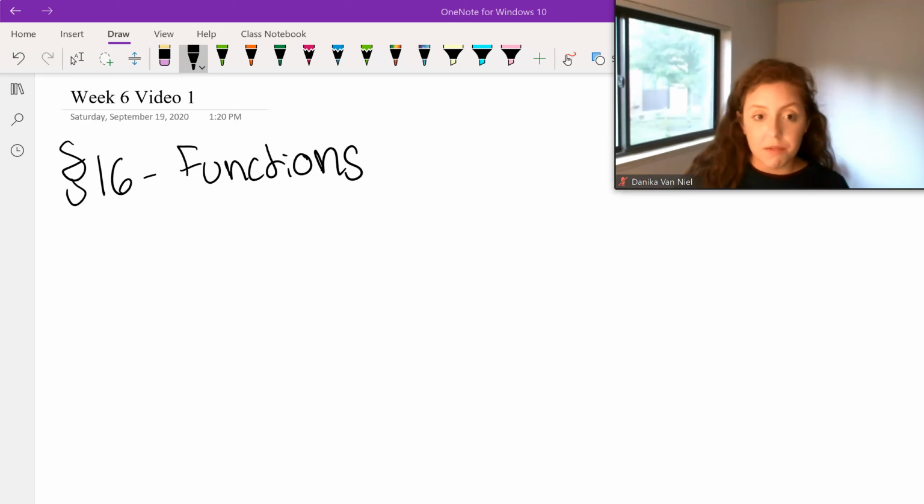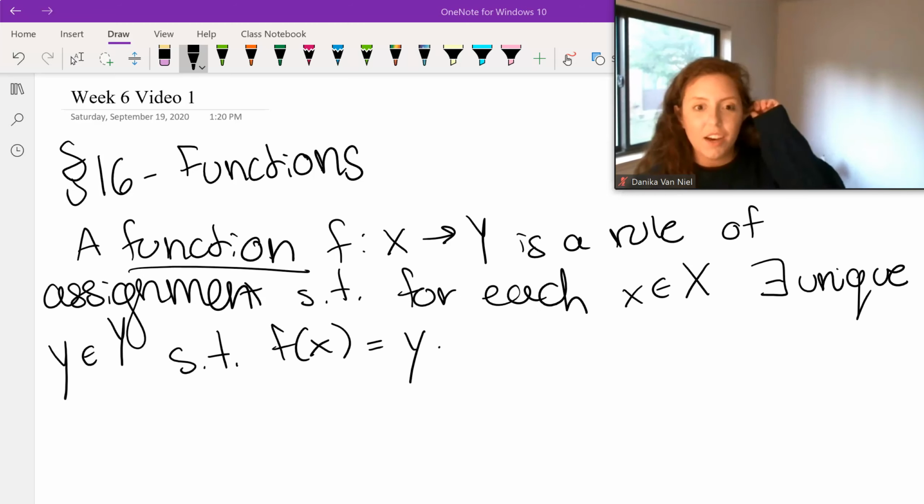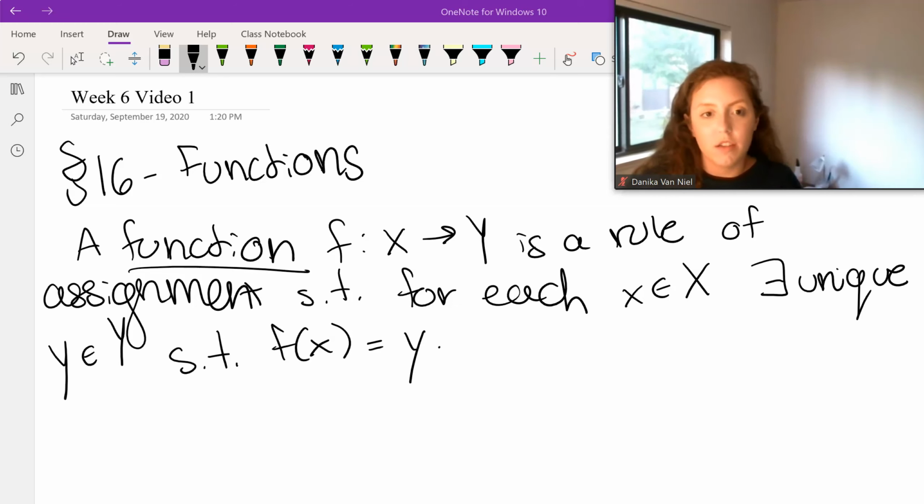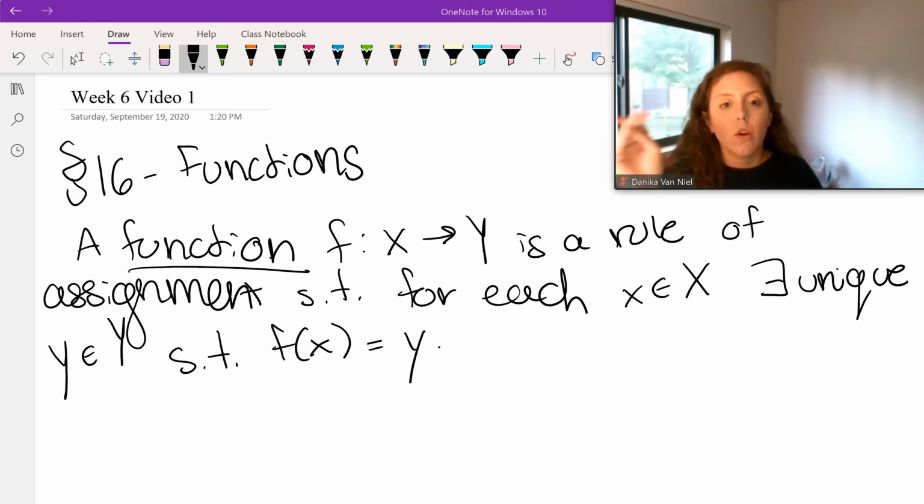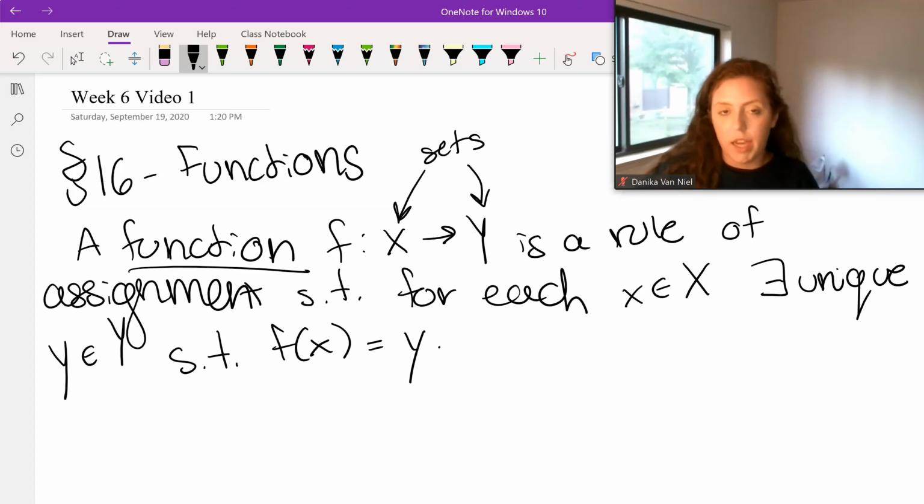Okay, so now I'm going to give a bunch of definitions. Here's our first definition, just defining what a function is. A function f from x to y, where x and y are both sets. That's important: x and y are both sets.